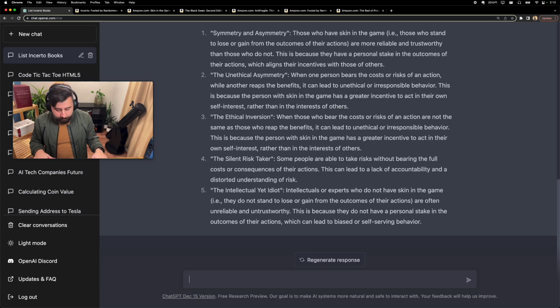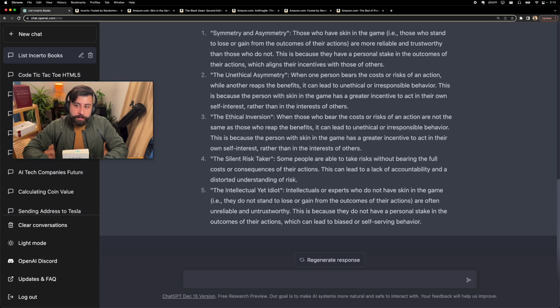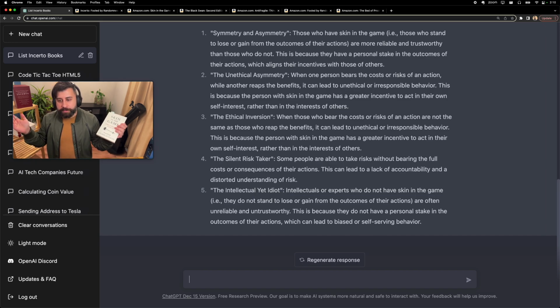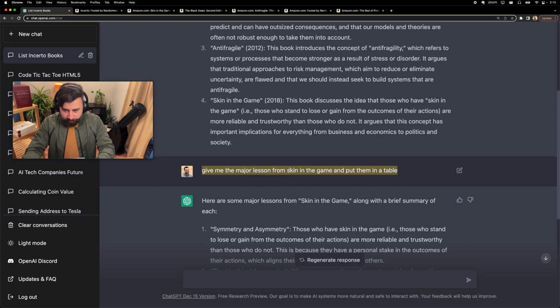The idea is, this is the book I'm talking about, is we have politicians, for example, who make decisions from air conditioned offices that affect people all across the world. They hold no accountability, and this book gives examples of all these things and just really good lessons. So, okay, I think I said put it in a table.